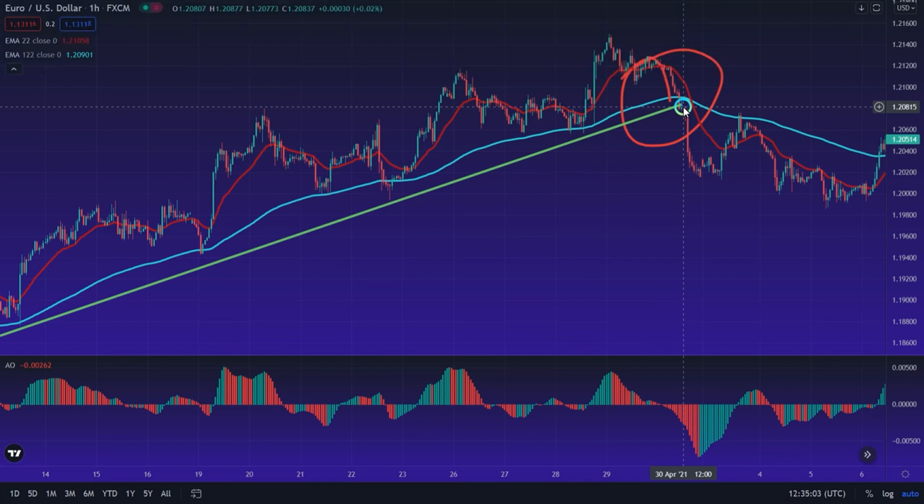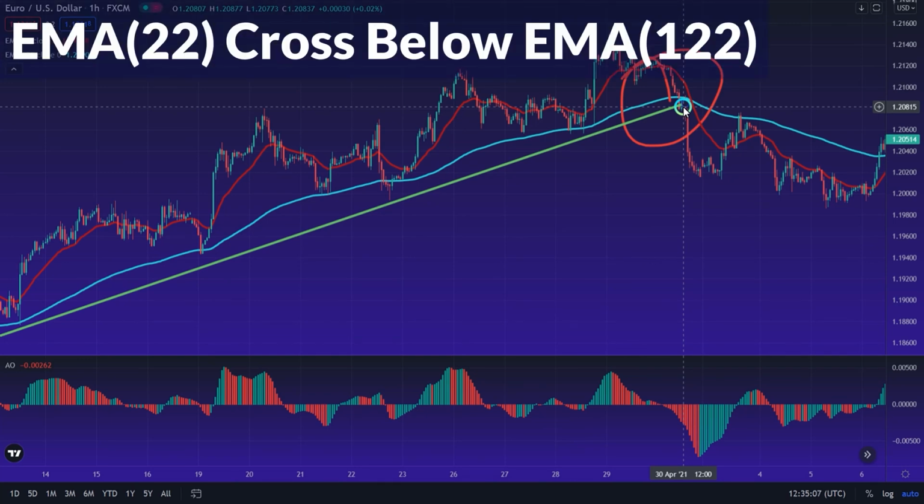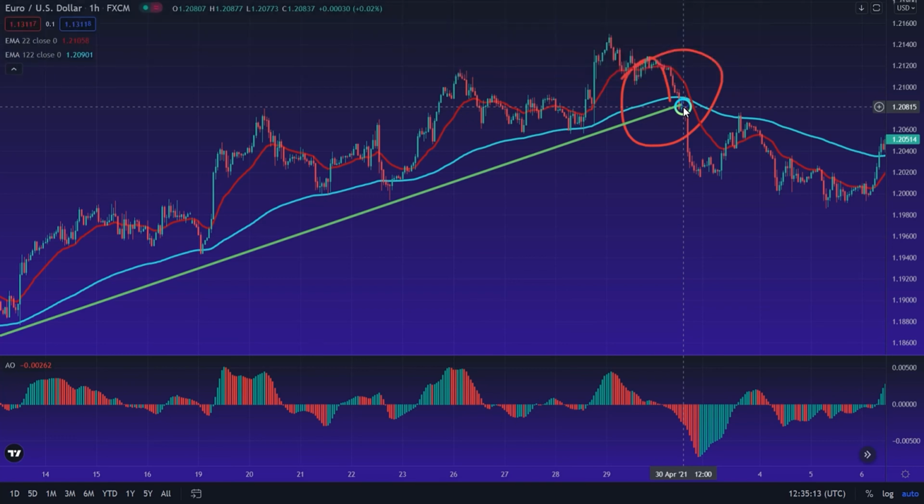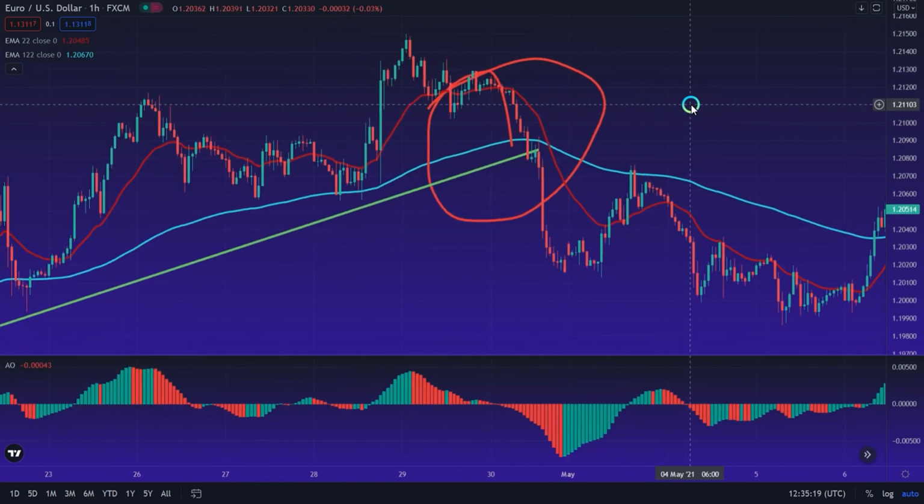And the exit strategy is that when a 22 period exponential moving average crosses below a 122 period exponential moving average, then you can close the trade if the 1,500 minutes has already passed. Before that, you can't close it even if the crossover happens. Really important. And I hope you understand this whole strategy.